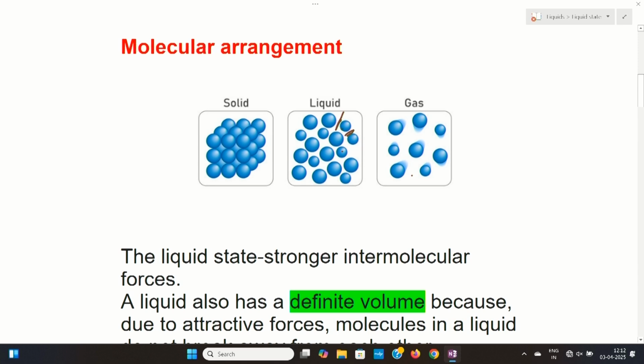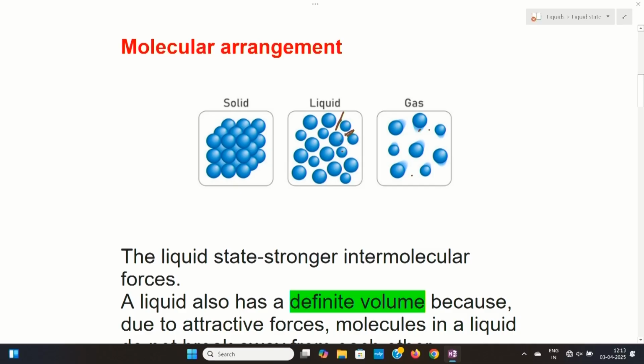In the case of liquids, because of this empty space, the liquids are incompressible. There is only very little empty space compared to gases. So we know that gases are compressible, but solids and liquids are incompressible because of the molecular arrangement.